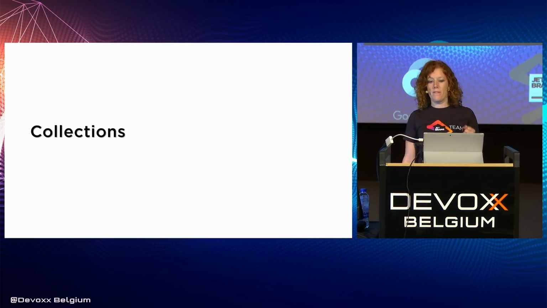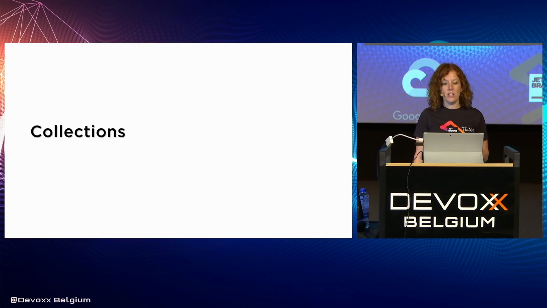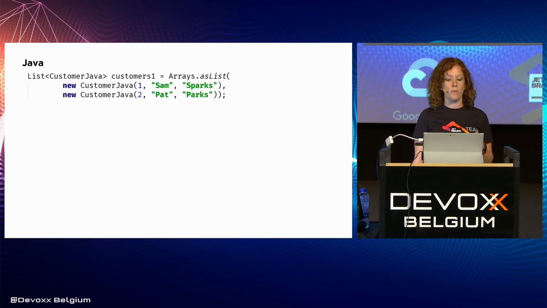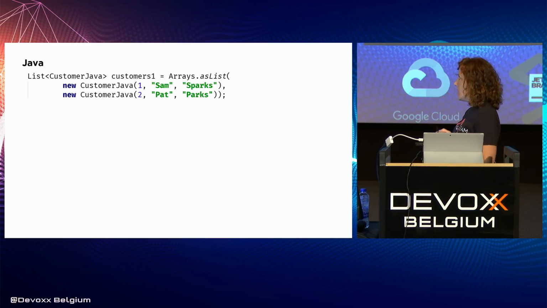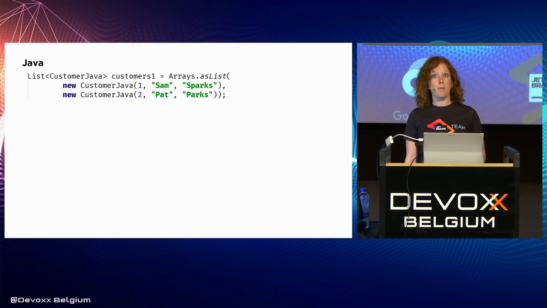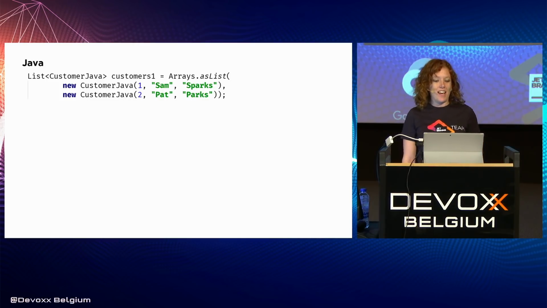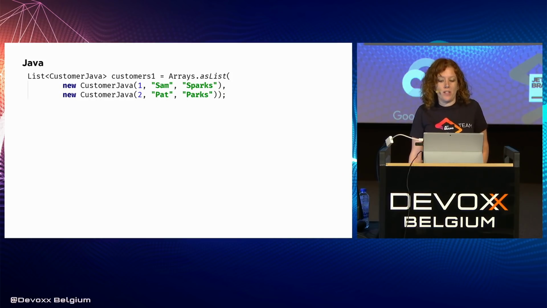OK. Let's talk a bit about collections. Creating collections has evolved quite a bit in recent versions of Java, which I'm very happy to see because it's something that we do quite a lot of. So in the olden days, for you Java 8 people, you have to create a list like this. And you say Arrays.asList, and you create a list, and it's fine. And it works, it's all right.